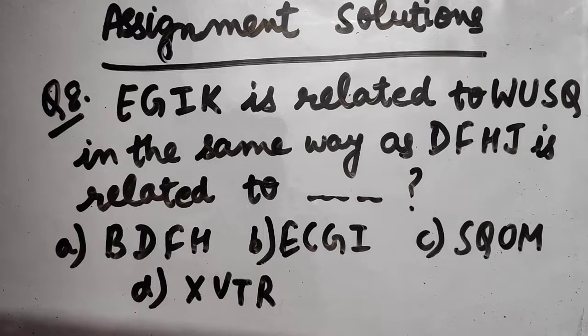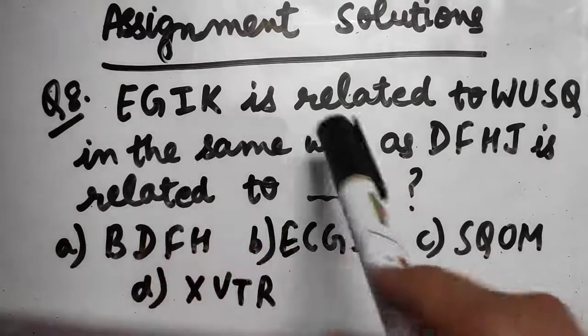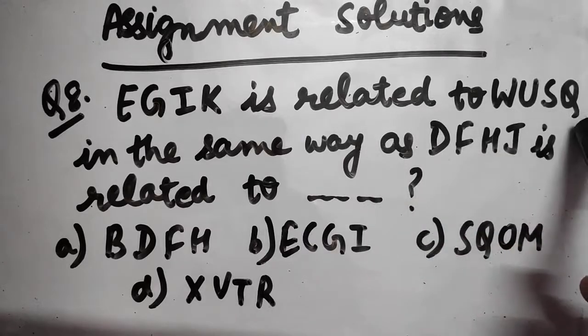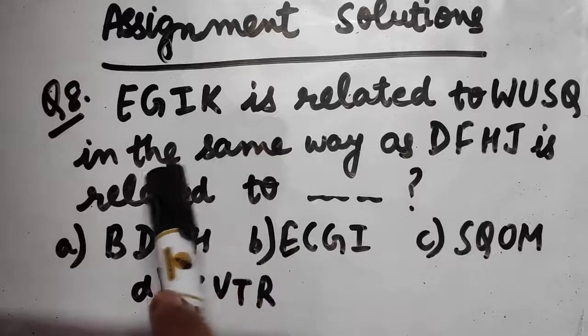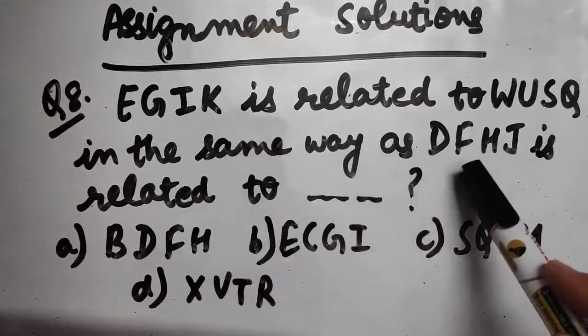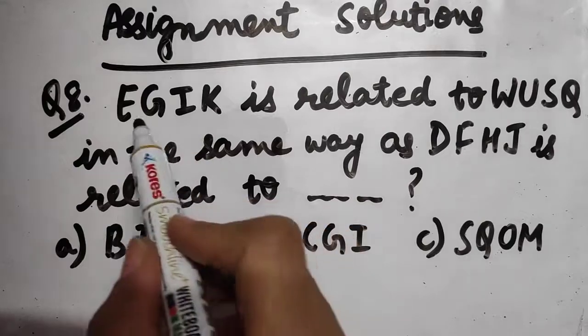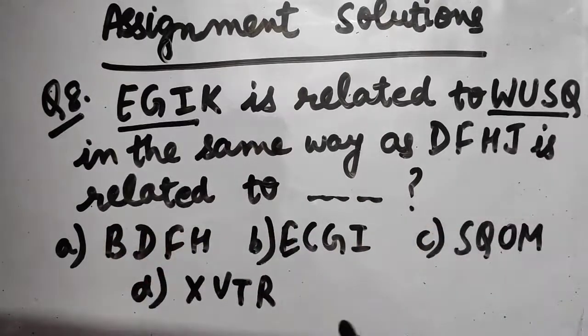Let us talk about the last question of this assignment, question number 8. EGIK is related to WUSQ in the same way as DFHG is related to what? So first of all, we need to identify the relationship between these two groups. Now let us find out that relationship.